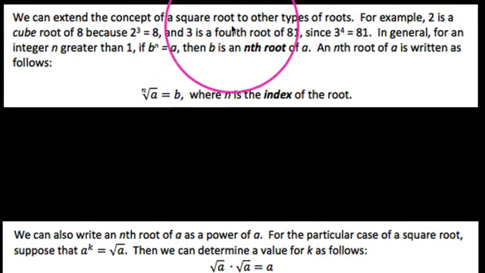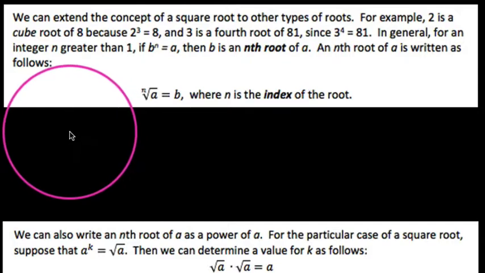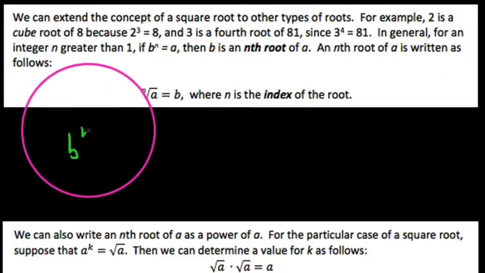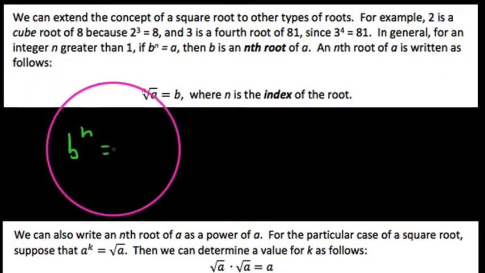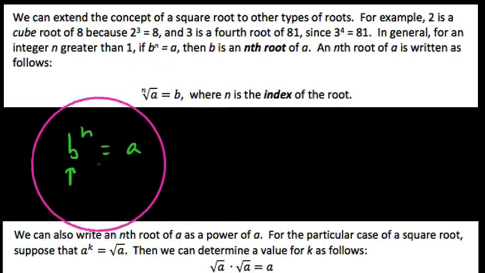It says we can extend the concept of a square root to other types of roots. So for example, we say 2 is a cube root of 8, because 2 to the third power equals 8, and say 3 is a fourth root of 81 since 3 to the fourth equals 81. The idea here is this: in general, for an integer n greater than 1, if we had some base b to the nth power, and it came out to be equal to a, then we say b is the nth root of a.